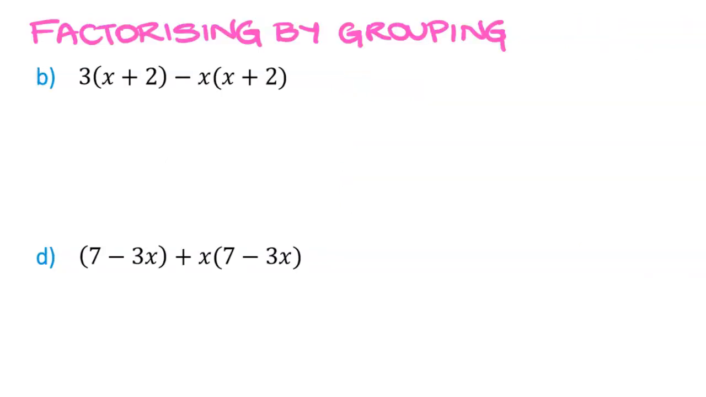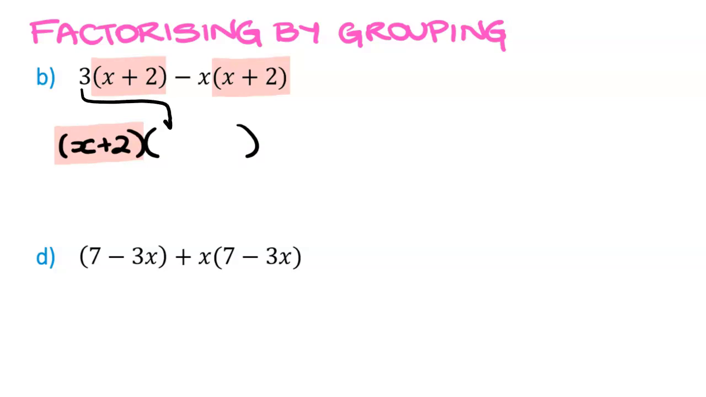So in this example here, what do we have in common? We have this x plus 2 that's common. So let's take this common factor out, x plus 2. Then what remains? That's going to go into the next bracket. So this 3 we're going to scoop up, and this minus x we're going to scoop up. Because remember, this 3 was multiplied with the x plus 2, and the minus x was multiplied with the x plus 2. They had the x plus 2 in common, so that was like our highest common factor.